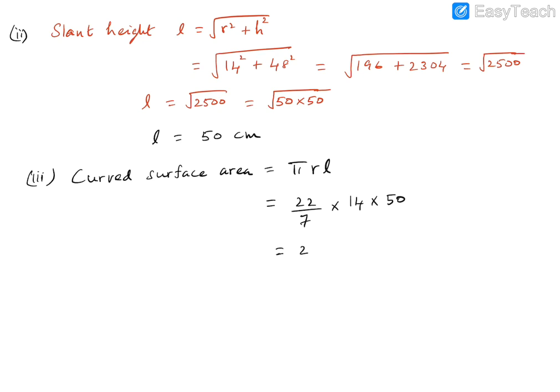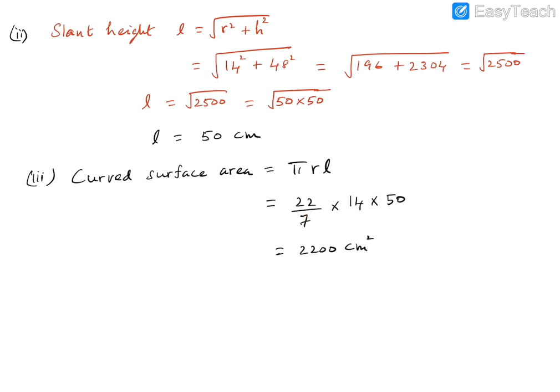2200, and since it is area, the unit is going to be centimeter square. All the dimensions are in centimeter, so therefore the unit for the area is going to be centimeter squared. Okay, so the curved surface area for that particular cone is 2200 centimeter square, which we obtained by performing this calculation: 22 into 14 into 50 divided by 7.